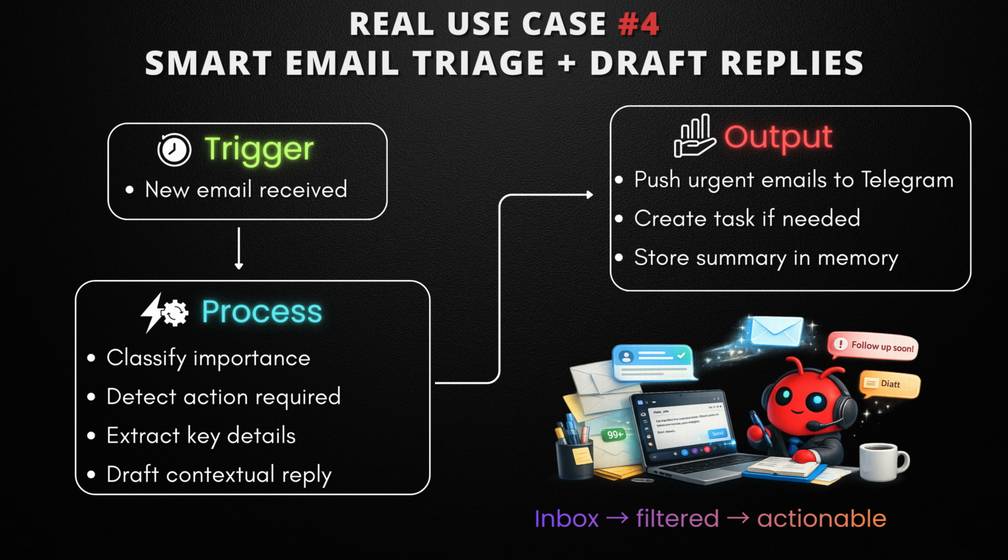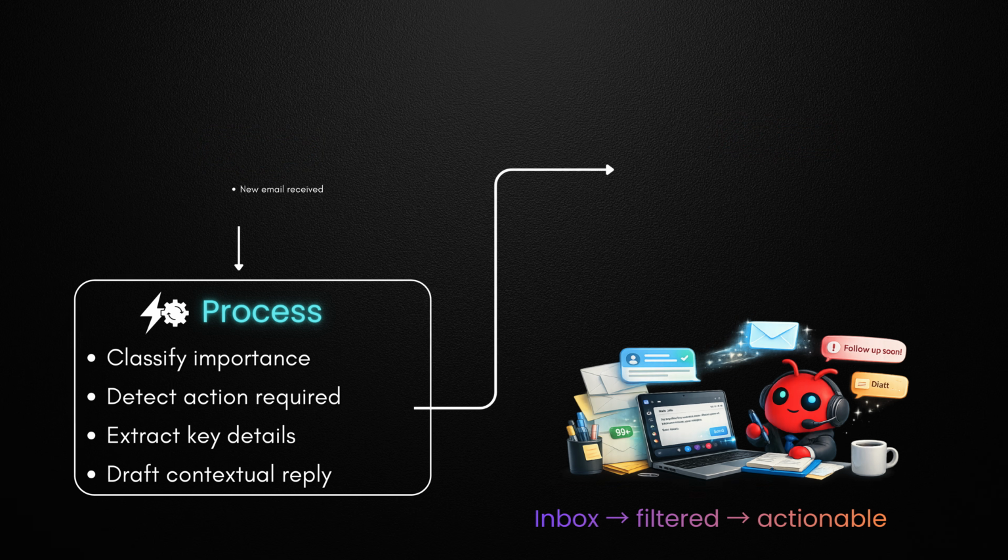And if it's just informational, it stores a short summary in memory so you can retrieve it later without rereading the whole thread. You're not manually sorting or skimming noise or reacting blindly. The system becomes your first filter. And this is the kind of workflow that makes sense only if it runs continuously. Emails don't wait for you to open a terminal. But again, focus on the system thinking: event, classification, action, persistence. That's automation at the communication layer.